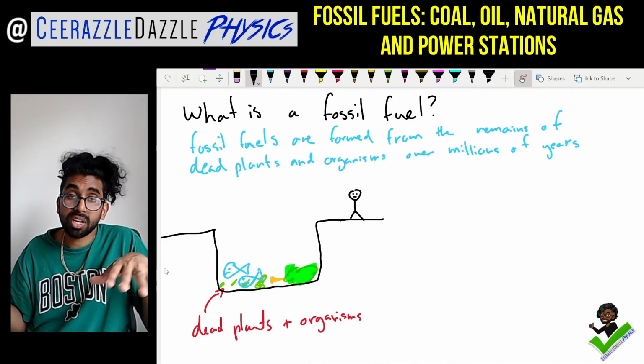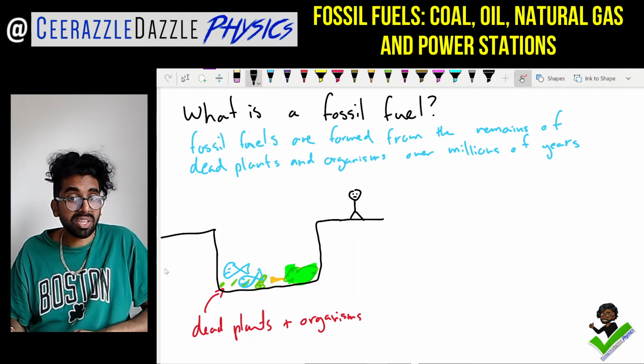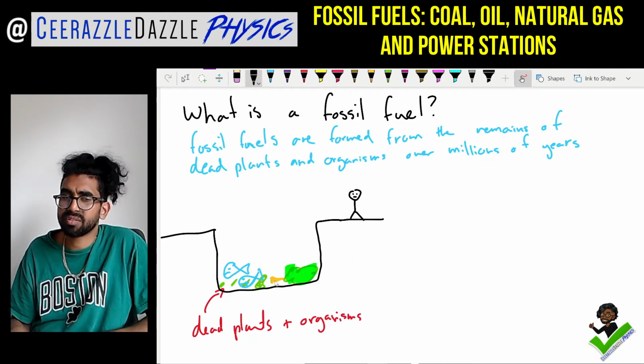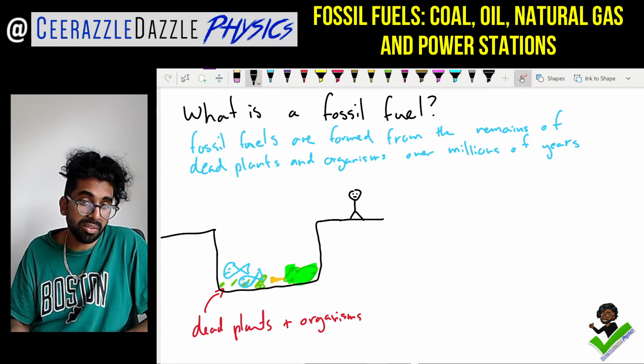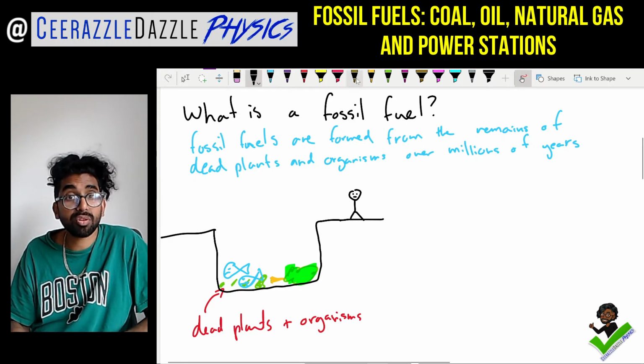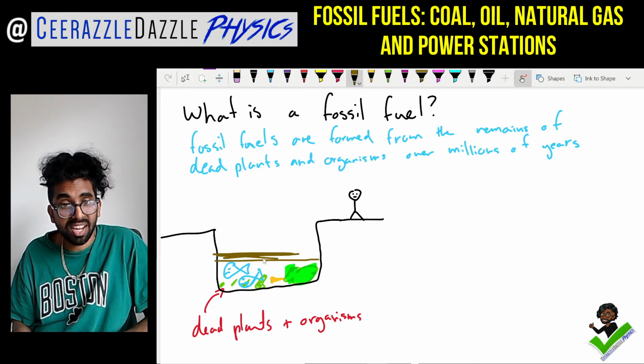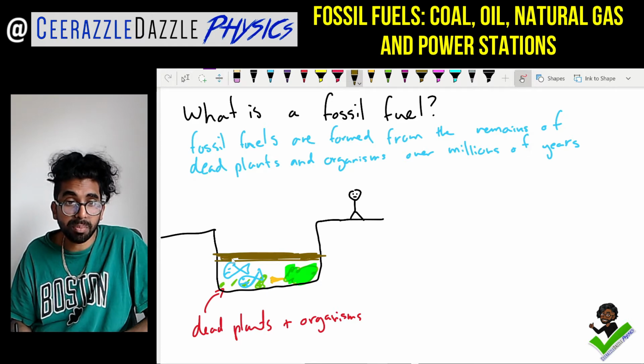In this diagram, you can see I've got a ditch, and there is loads of dead plants and organisms: trees, leaves, ferns, and some organisms down here. As time goes on, soil starts to build up above it. Layers and layers of soil and mud build up upon them.